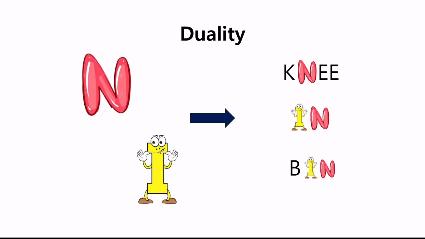Finally, human language has duality. We use small sounds that have no meaning by themselves, like n or e. But when we combine them, they create completely different words such as "ni," "in," or "bin." Animal signals do not work this way. They act as a single, complete unit.